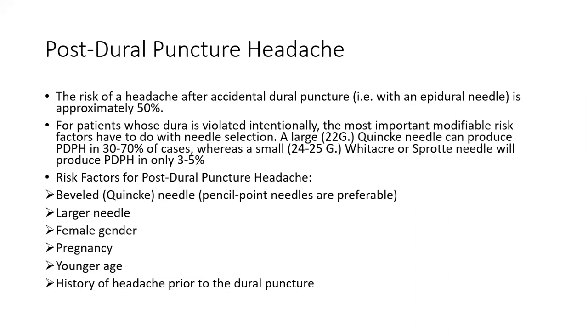So a large 22G Quincke needle can produce post-dural puncture headache in about 30 to 70% of cases. That is 1 in 3 to 1 in 7 of all your patients. And that's why we do not recommend large gauge Quincke needles. Don't forget that it's large, and it is also a cutting needle. Whereas with smaller gauge needles, 24 to 25 or even 27 gauge, we have an incidence of post-dural puncture headache as low as 3 to 5%.